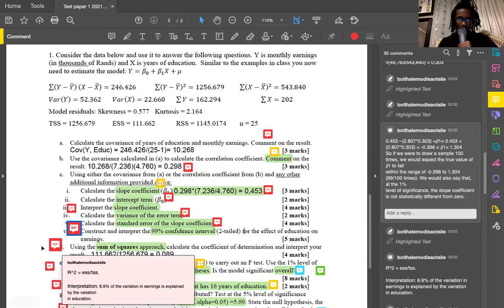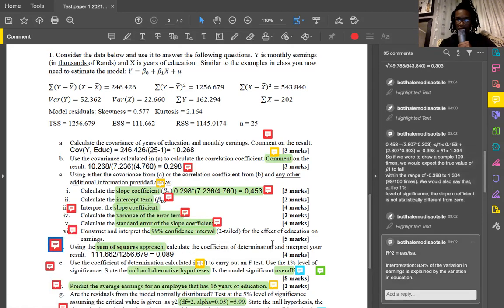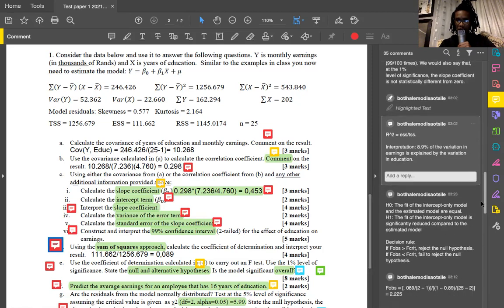Okay, moving right along. The sum of squares approach. Again, this is stuff you should know. And the interpretation as well. Notice how the coefficient of determination is 0,089. But then when you're interpreting, you multiply it by 100 to get 8,9. And then you interpret accordingly, as it is used to explain how the data varies from one variable to another.